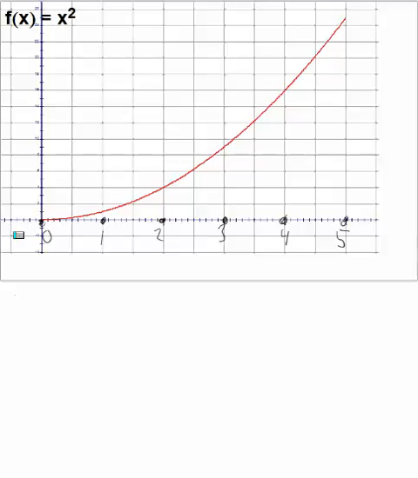Hey guys, here's a little review for the rectangular approximation method that we learned today in class. We'll start with our left endpoint rectangular approximation method. We'll do 5 rectangles on our f of x.